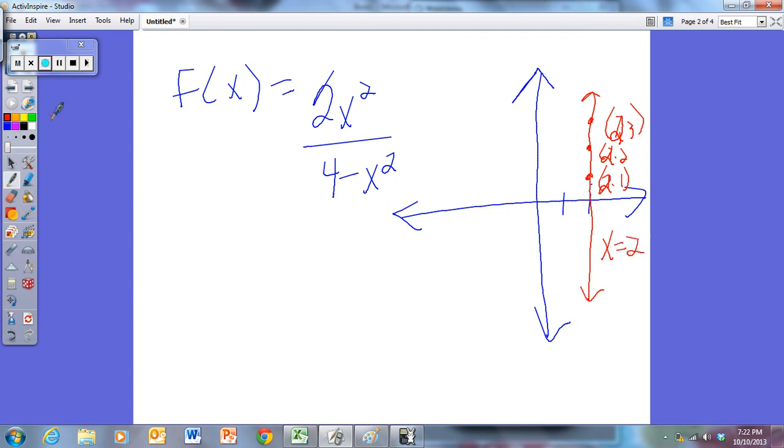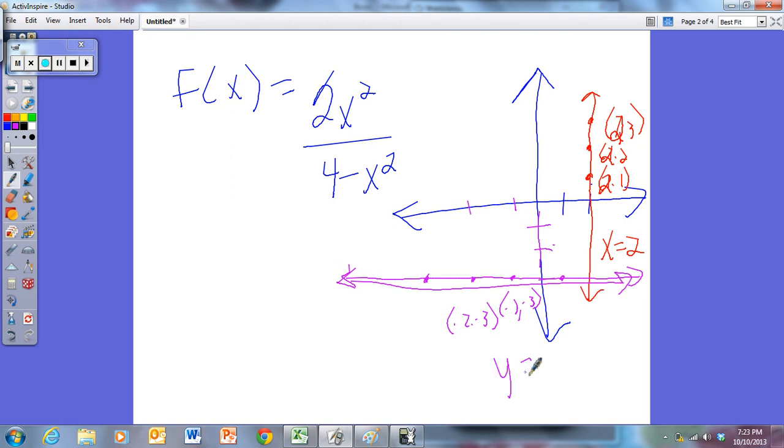Whereas a horizontal line, like this, say that's 1, 2, 3. All these coordinates are going to have a y value of negative 3. Think about this would be negative 1, negative 3. And this would be negative 2, negative 3. A horizontal line is a line y equals a number. In this case, y equals negative 3.